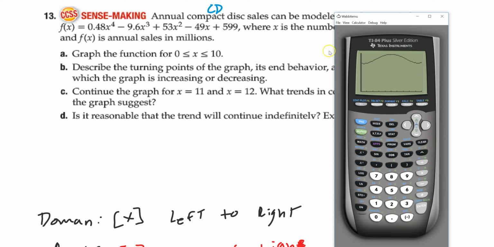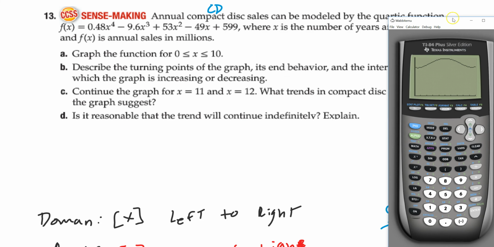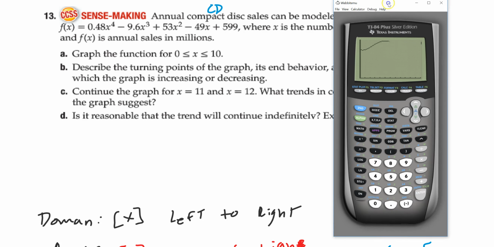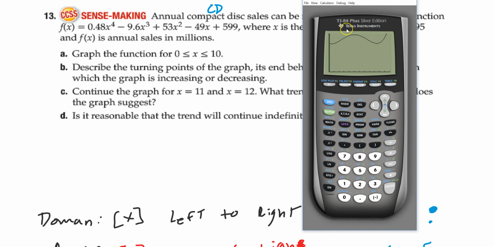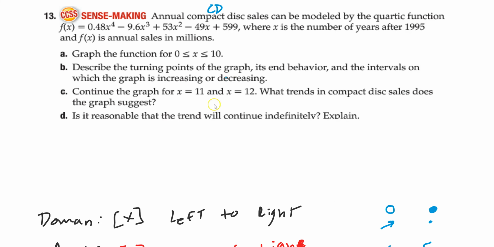Anyway, describe the turning points of the graph. In the same behavior, there's a min, there's a max. And it looks like it's going up at the end. Barely, you can kind of see it's going up at the end. Continue the graph for 11 and 12. So let me fix my window. Let's go to 12 now. See if that changes anything. What trend in compact disc sales does the graph suggest? That it's going to go crazy. It's going to increase massively.